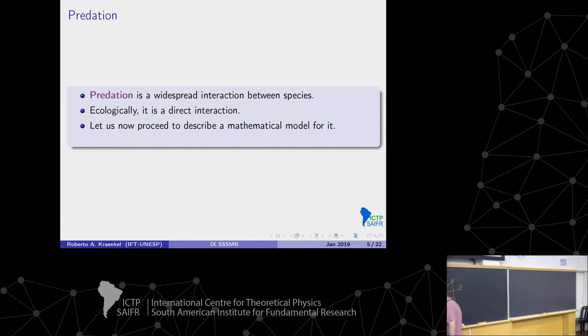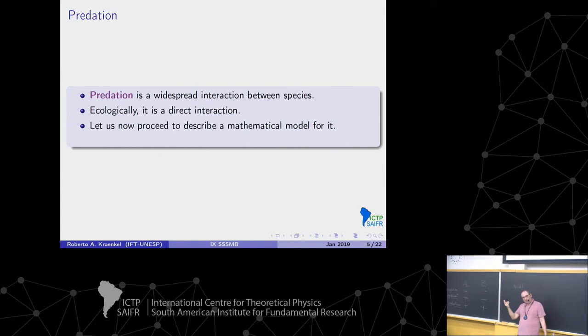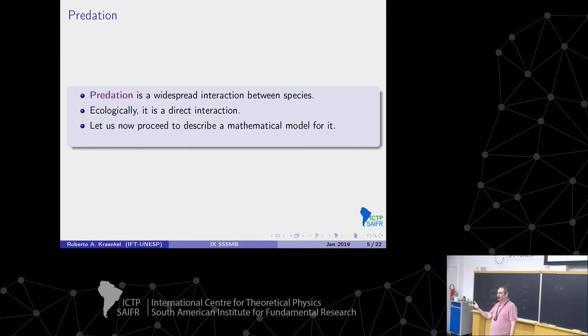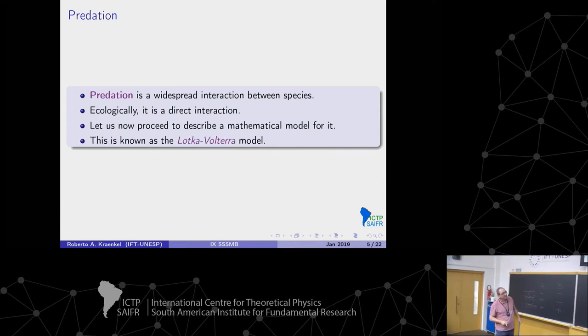So, yesterday we had only one species, which I denoted by a function n that depends on time. Now we need two. We need two populations, we need two functions, and we will have two equations. And the equations will be coupled. Okay, so let's see. This will be the Lotka-Volterra model.